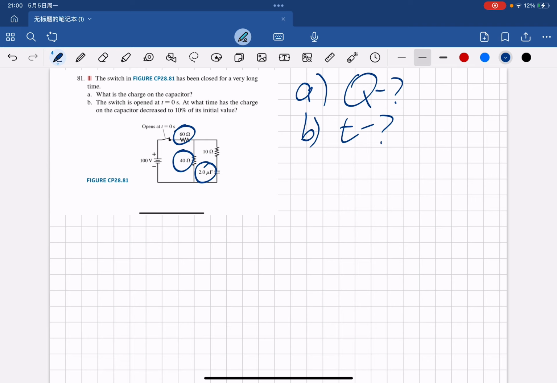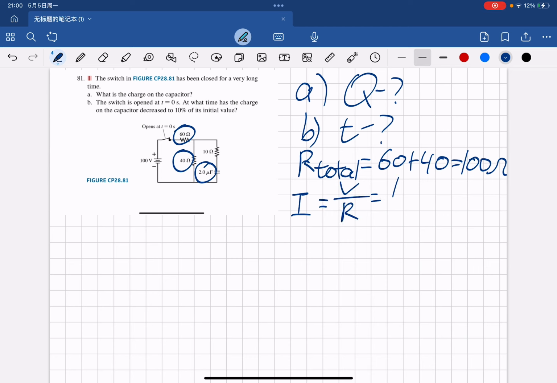So first we need to find the total resistance, R total. It's equal to 60 ohm plus 40 ohm, which is equal to 100 ohm. And the current from the battery, I, is equal to V divided by R. 100 volt divided by 100 ohm is equal to 1 ampere.